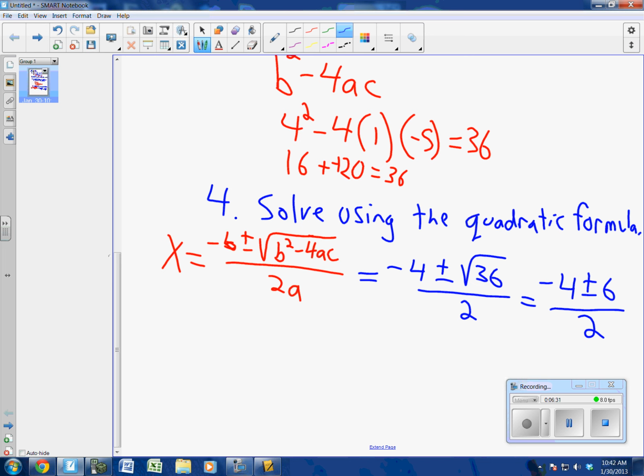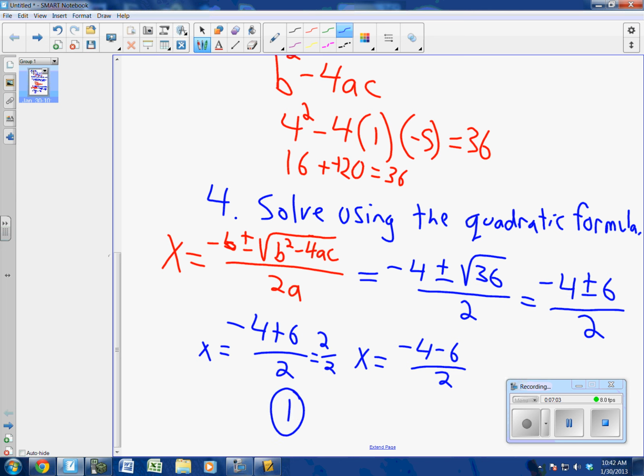Now, this is how you get the 2 answers. Is everybody ready for this? You have to watch this part. Negative 4 plus 6 divided by 2 is going to be our first answer. And our other answer is going to be negative 4 minus 6 divided by 2. That's how you get 2 answers out of this. You have that plus and minus. What is negative 4 plus 6, everybody? It's 2. And 2 divided by 2 is 1. So my first answer is 1.